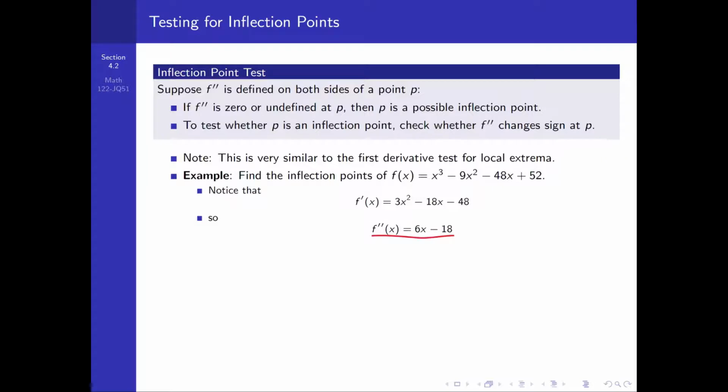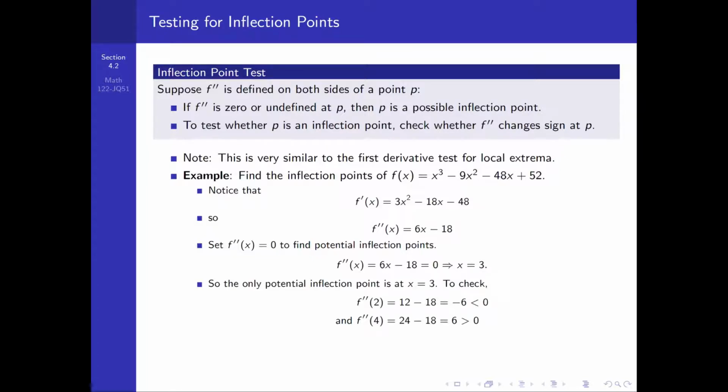So using this inflection point test, the first thing we're going to do is find when the second derivative is equal to 0. So if we set the second derivative equal to 0, we find that 6x minus 18 has to be equal to 0, and if you solve this for x, you get x equals 3. So this is the only point of our function where the second derivative is equal to 0. This doesn't necessarily mean that the point is an inflection point.